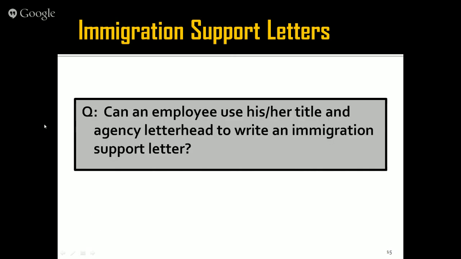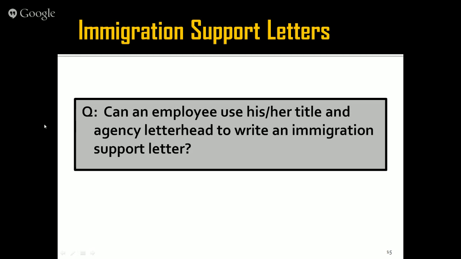So the next slide, please. So the question then becomes, well, okay, I can write the immigrant support letter, but could I use my title and my agency letterhead to write that immigration support letter? That's a fantastic question. And I don't think we have such clear guidance in the regulation as we do in the case of the employment letters.